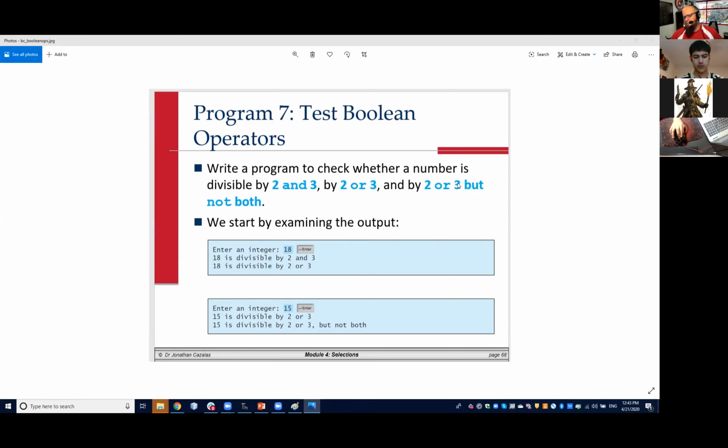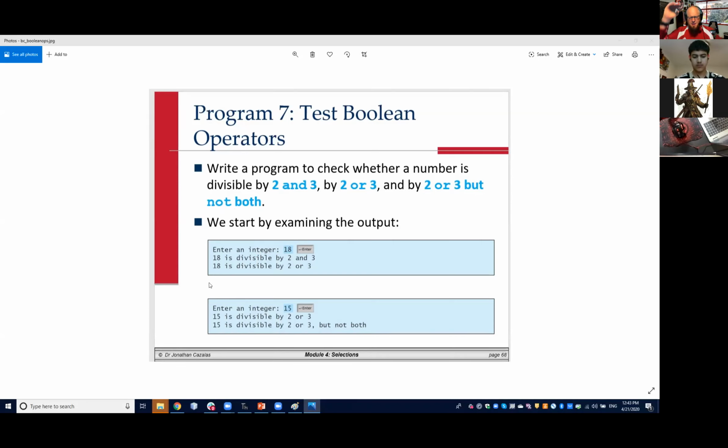Again, I don't want anyone coding this yet. So here, if someone enters 18, you should print 18 is divisible by 2 and 3, because it is divisible by 2 and 3. You should also print 18 is divisible by 2 or 3, because it is divisible by either 2 or 3. And then you're not going to print that it's divisible by 2 or 3, but not both. You won't print that line because, in fact, 18 is divisible by both 2 and 3.